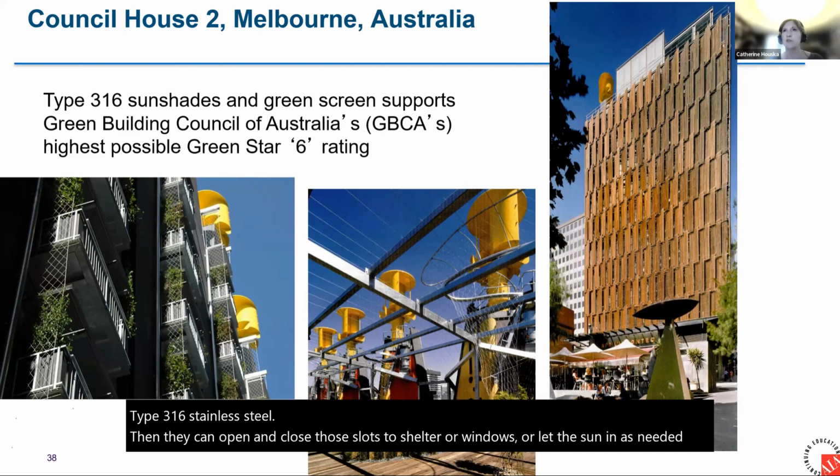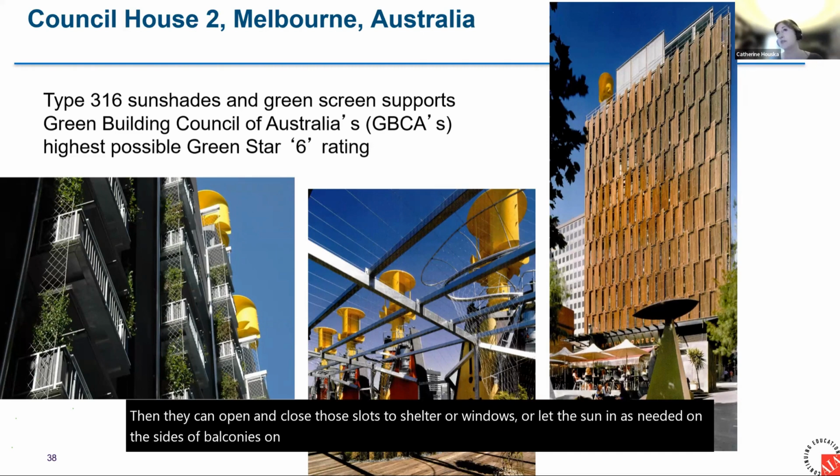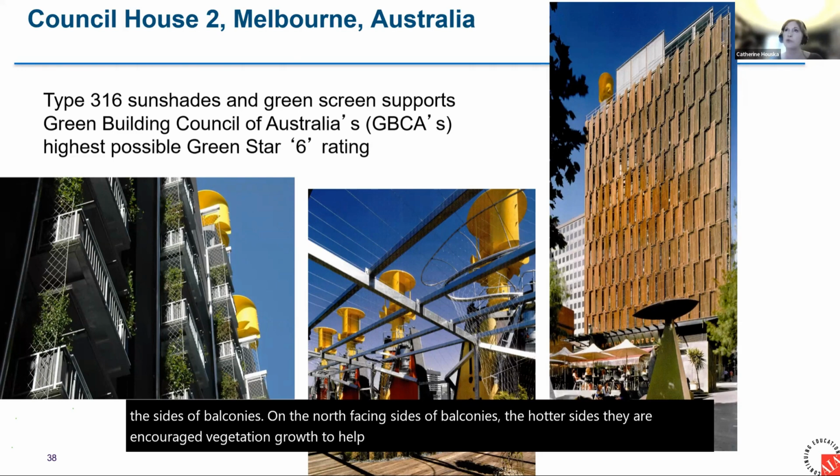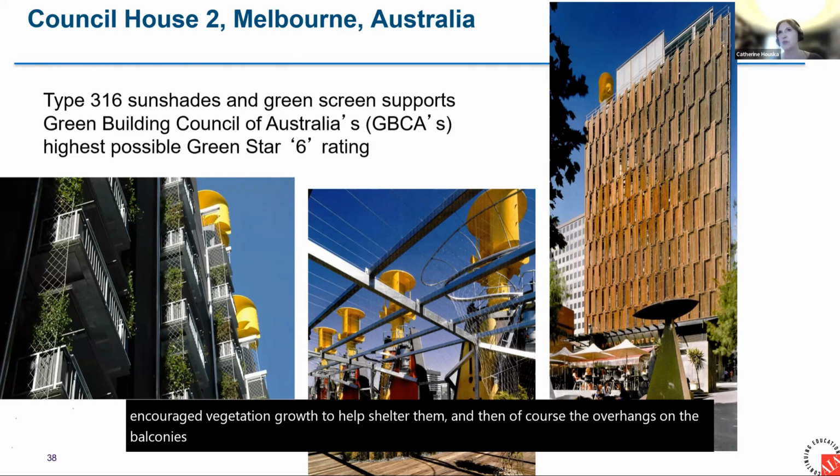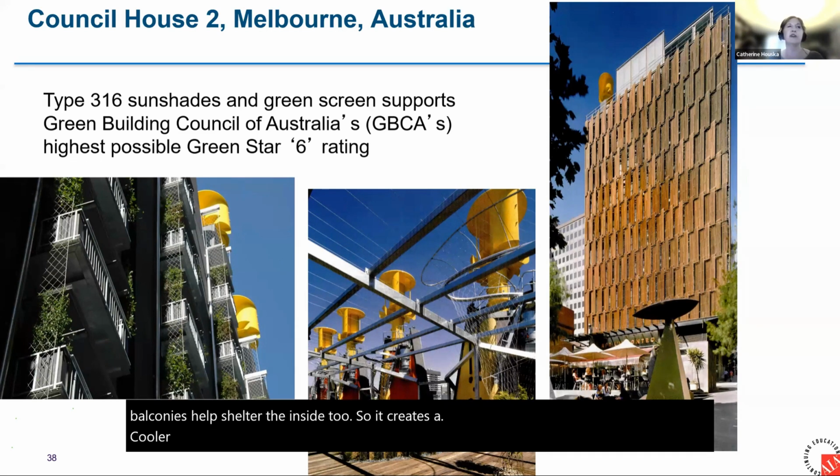On the north-facing sides of balconies, the hotter sides, they encouraged vegetation growth to help shelter them. And then, of course, the overhangs on the balconies help shelter the inside too. So it creates a cooler envelope of air just outside the doors.